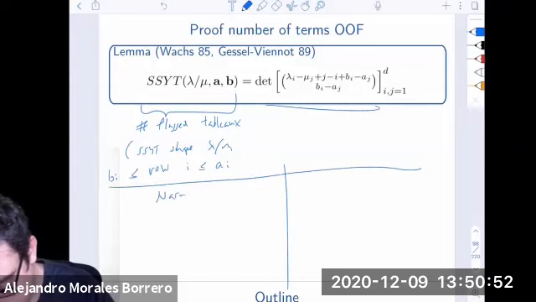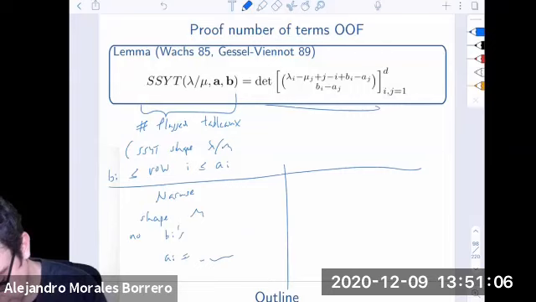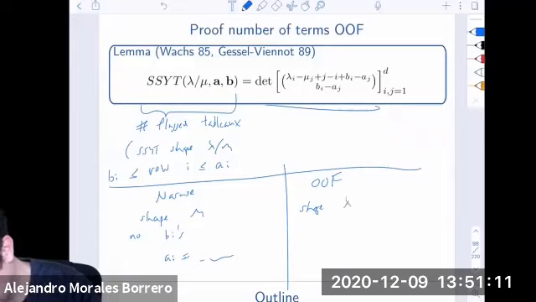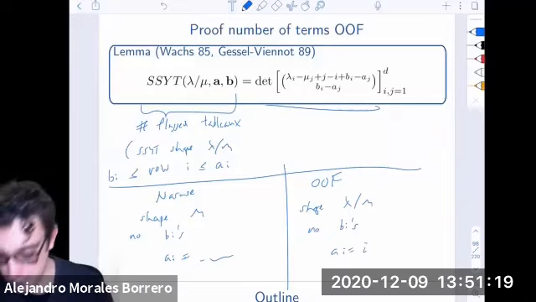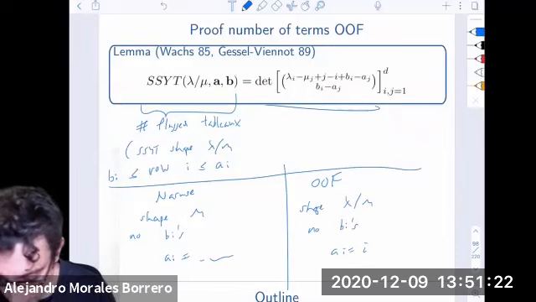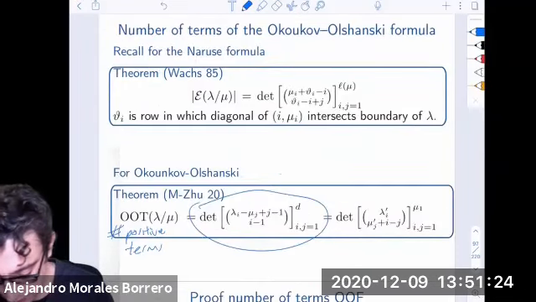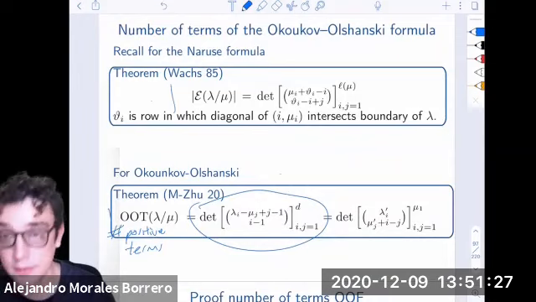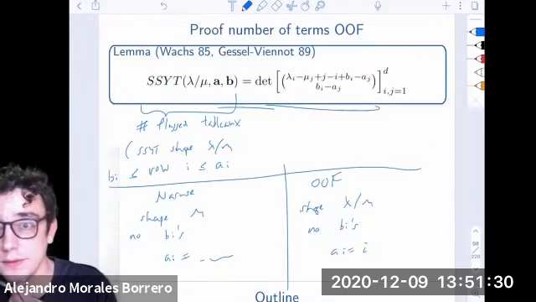So for Naruse, the shape is mu and there are no b_i's. I mean, you don't care about that. And the a_i's are something that we didn't talk about today. For Okounkov-Olshanski, the shape is skew. There are no b_i's, and a_i is just i. Okay, and then you plug in the formula and you get both. So using this kind of formula, you get both this one and our formula. Okay, any questions?